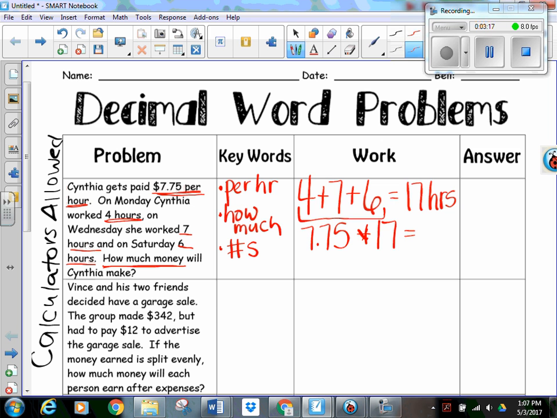And what you get for your answer is $131.75. When we write our answer, we're going to make sure we include our units, which is dollars, so I'm going to write $131.75. Okay, so that's how much Cynthia made. Just to recap, we underlined important information, we wrote down the keywords, we showed our work, just what we're putting in the calculator, and then we get our answer with the units.